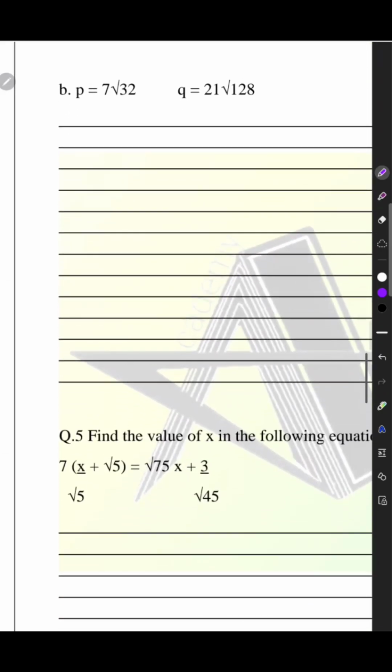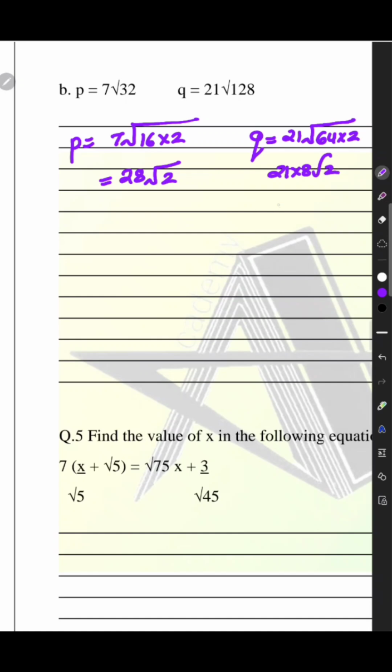Moving on to part B, P is 7 root 32. Well, I can just simply write 32 as 16 times 2. So take out 4 as common, so 4 times 7 is 28 root 2, and Q is 7 root 128. 128 is actually 64 times 2, and root of 64 is 8, so 21 times 8 root 2, which is 168 root 2.